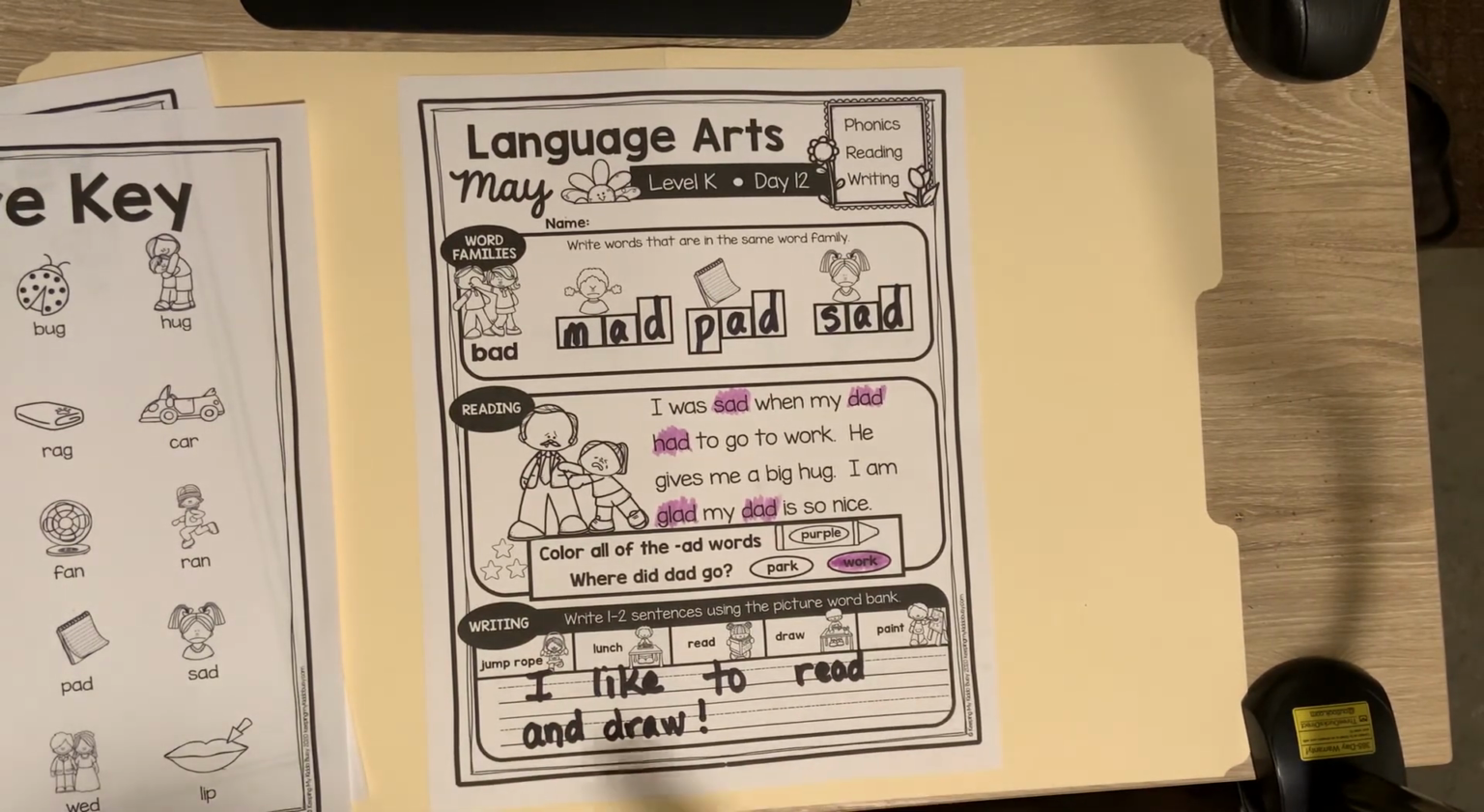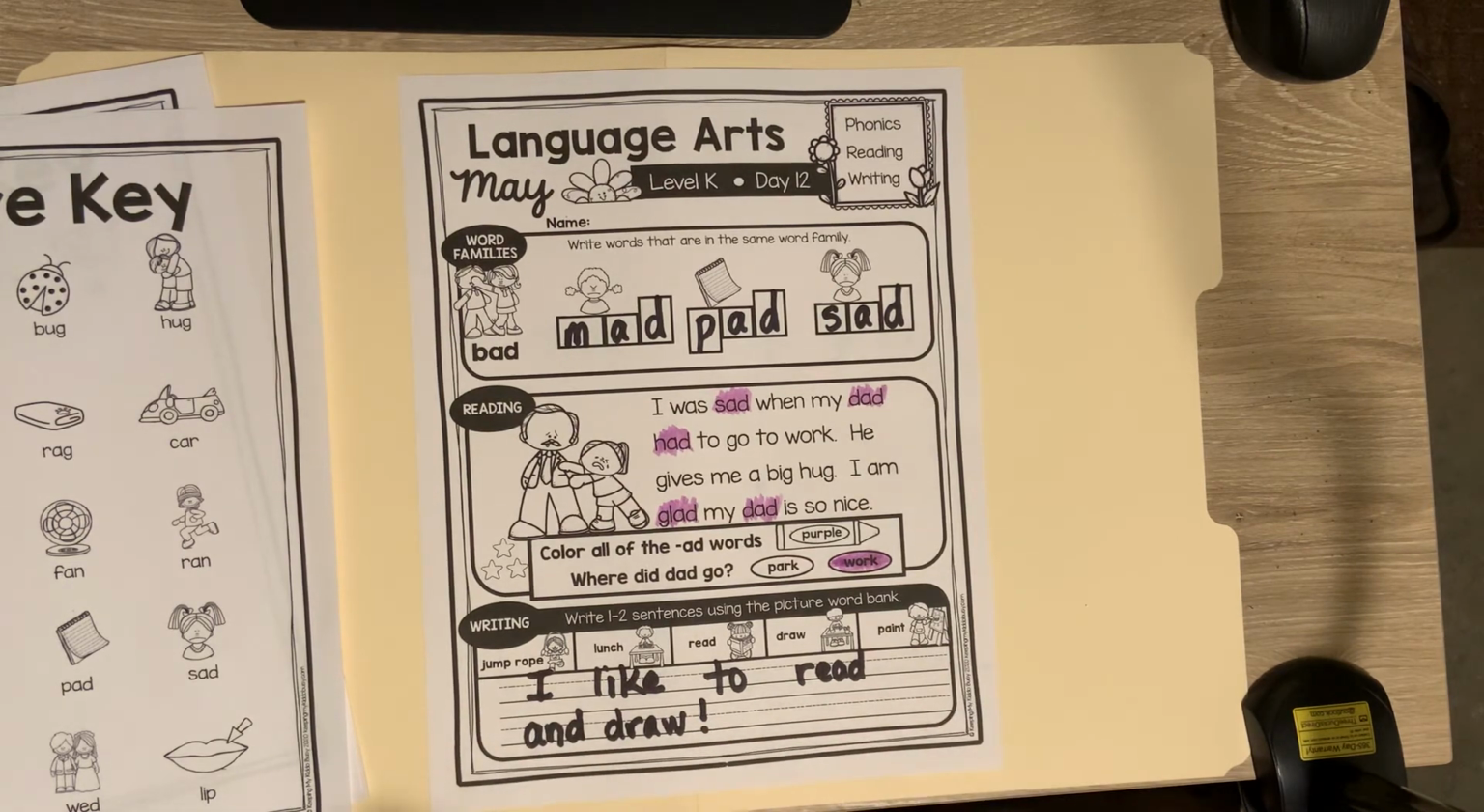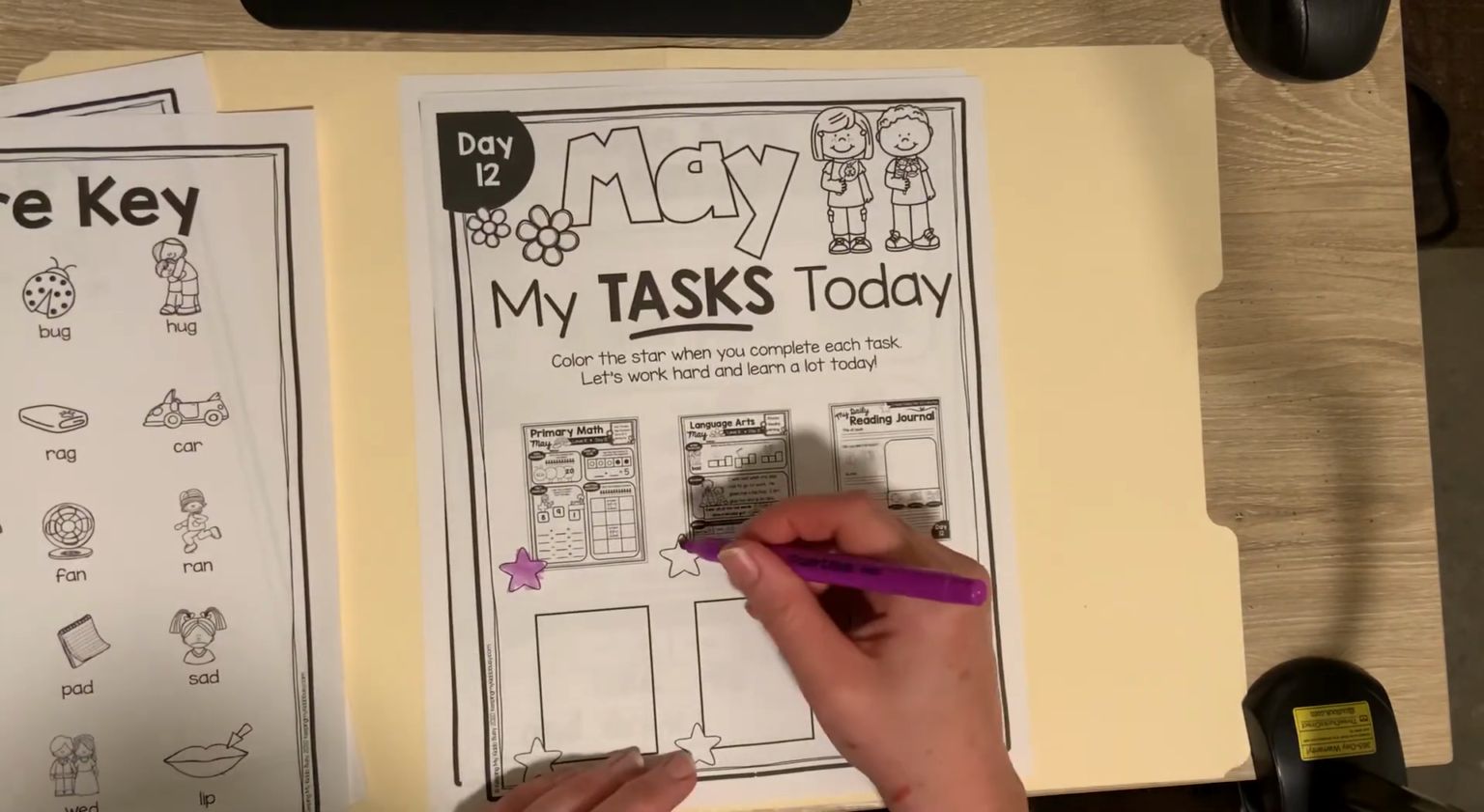You could tell me you like to paint. You can tell me you like to jump rope or eat lunch. This is an easy one with our word bank today. I like to read and draw. Nice job, everybody. You may fill in your star for language arts.